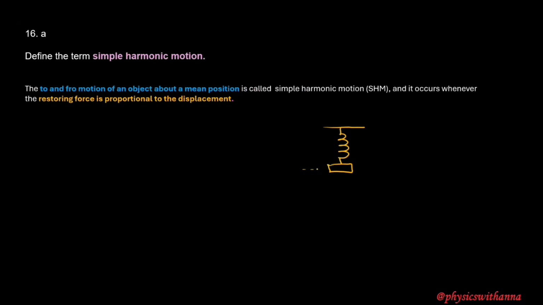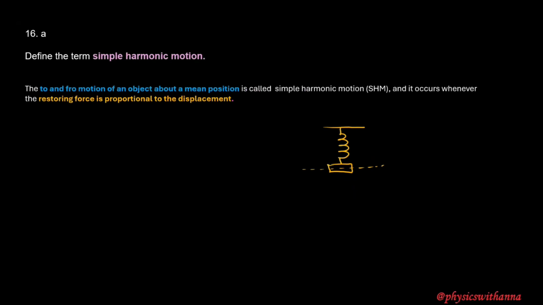Let this be the equilibrium position where the spring is at rest. When you stretch or compress the spring about this mean position, it begins to oscillate. It begins to move to and fro about this position. And this kind of motion is called simple harmonic.